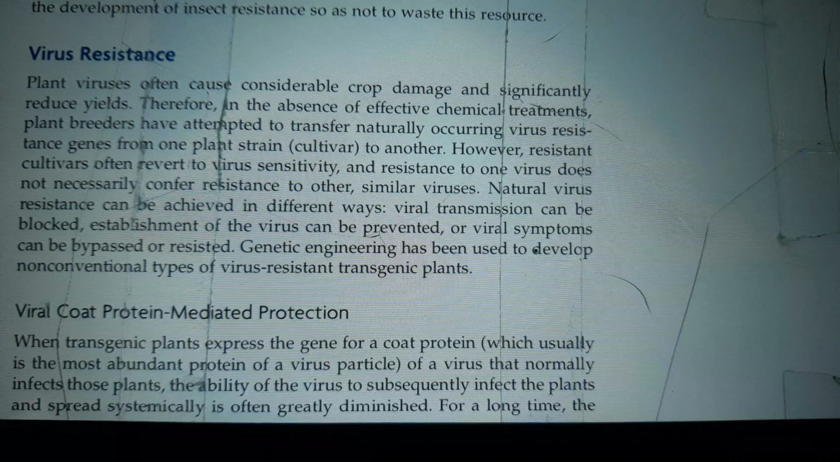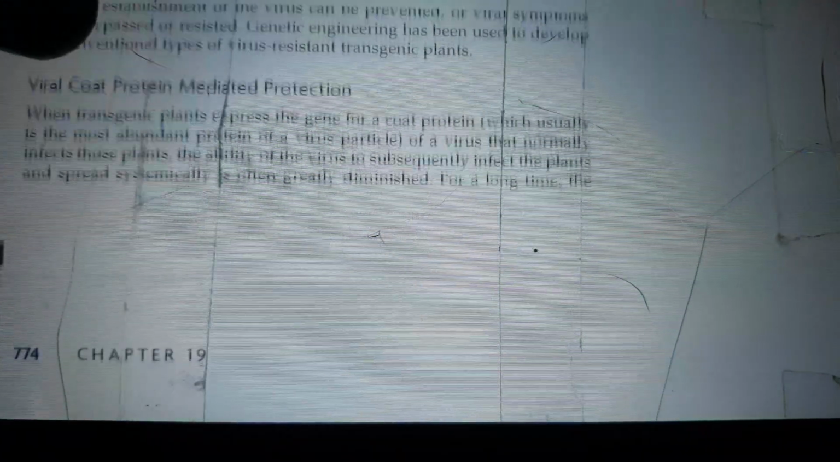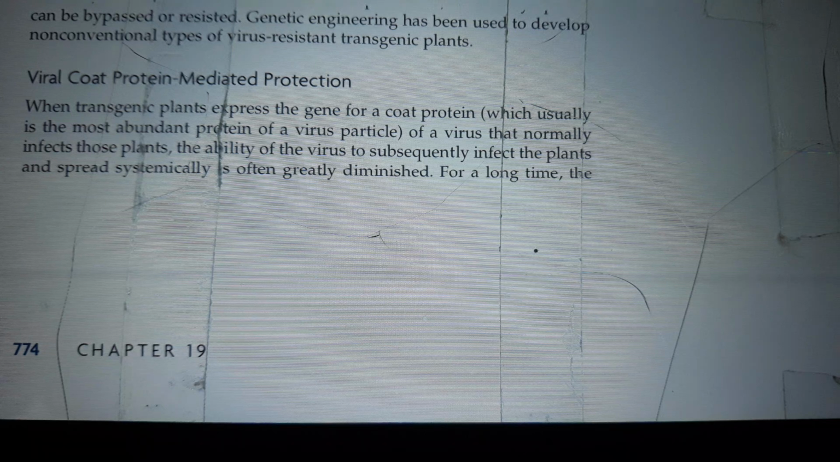Continuing back with the text of the matter proper. Viral coat protein-mediated protection. Now, when transgenic plants express their gene for a coat protein, which usually is the most abundant protein of a virus particle, the ability of the virus that normally infects those plants to subsequently infect them and spread systemically is often greatly diminished.